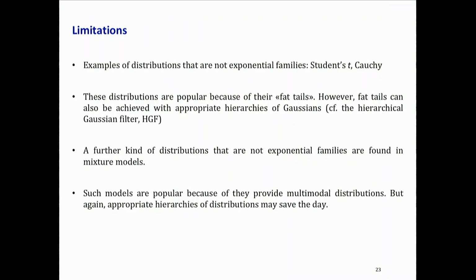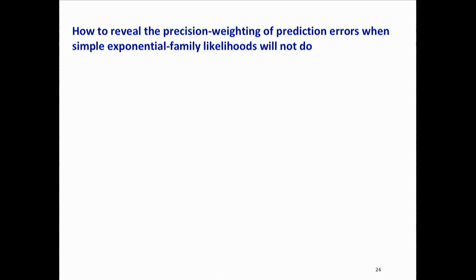So, we saw that in exponential families, we have this precision-weighted prediction error updating. And we saw that this covered a very, very broad range of cases of inference that we might be interested in. But we also saw that it had limitations. Now the question is how to get around these limitations when we encounter them. And here's a little recipe, and I'll give you an example of applying this recipe, which will again be the hierarchical Gaussian filter.